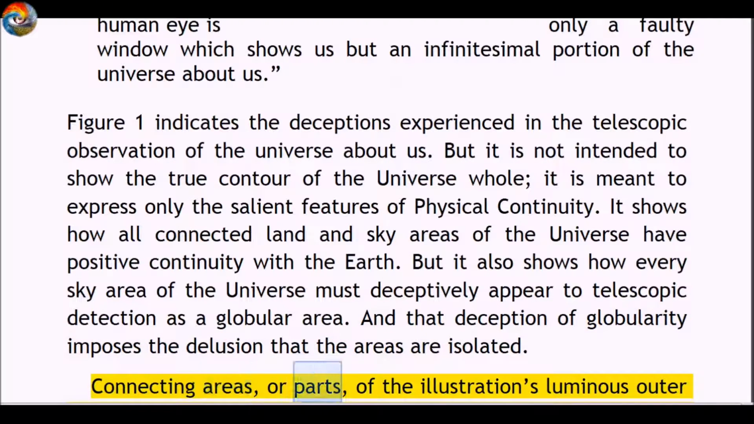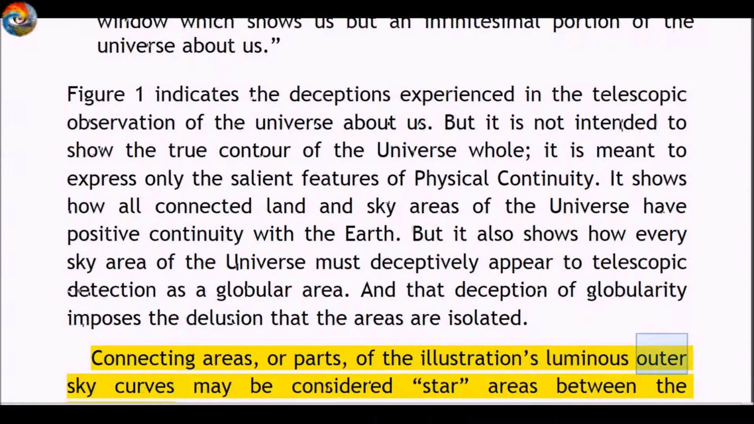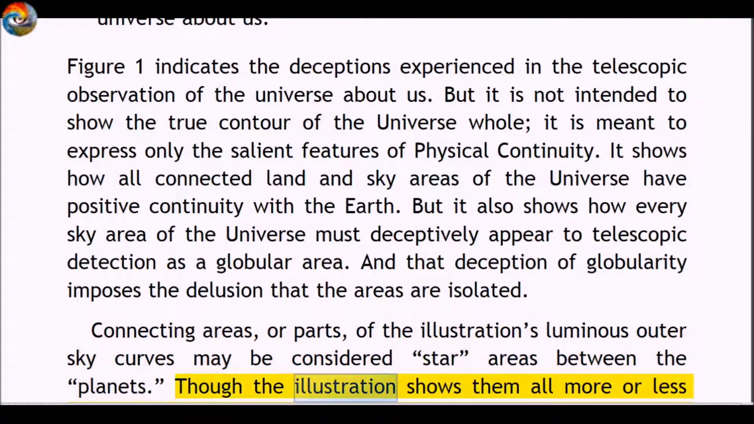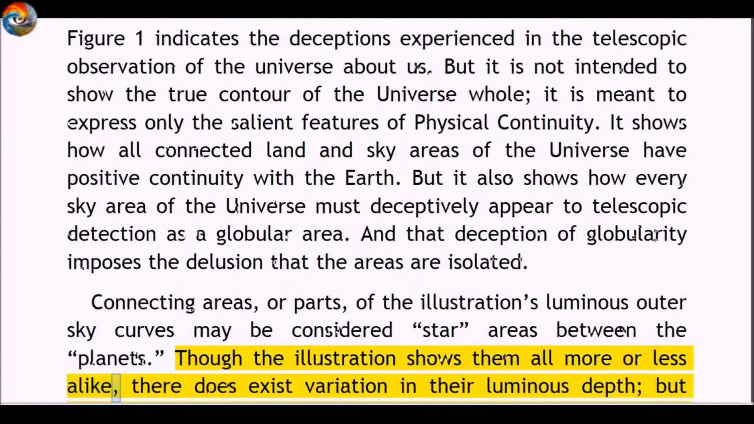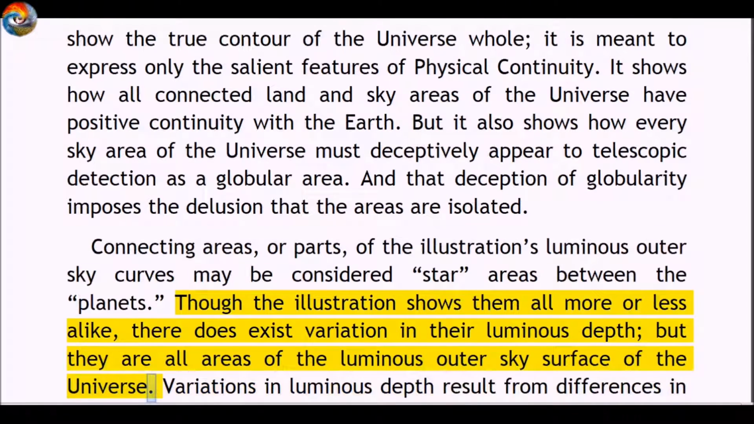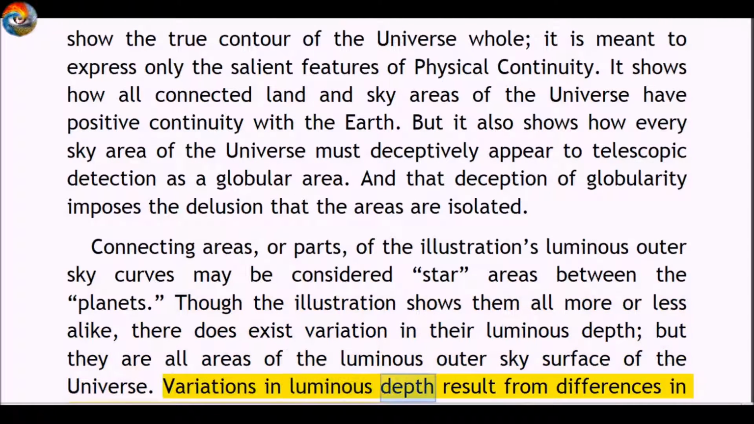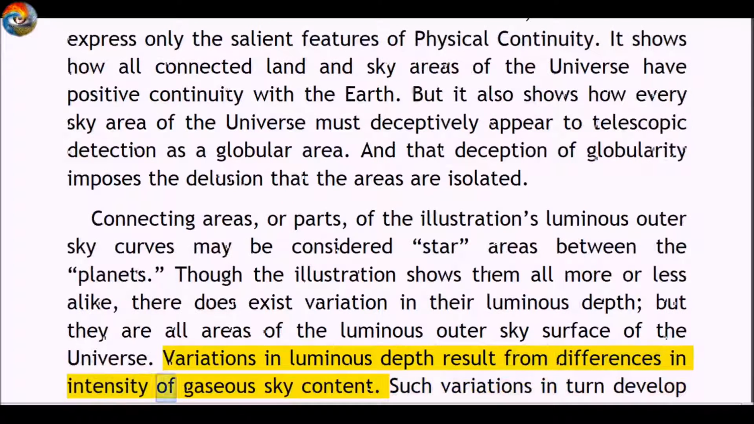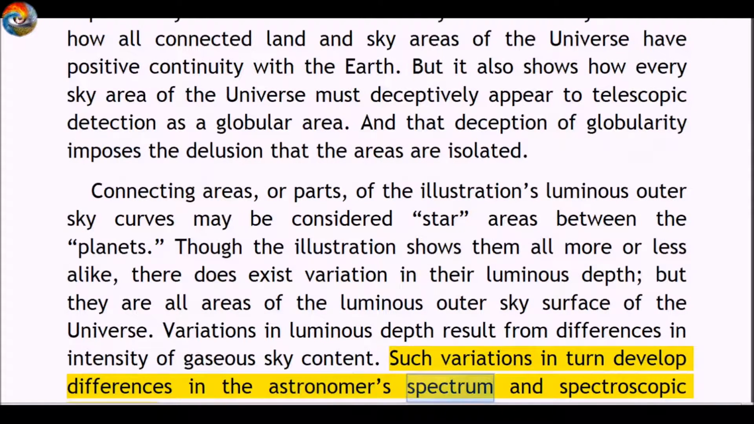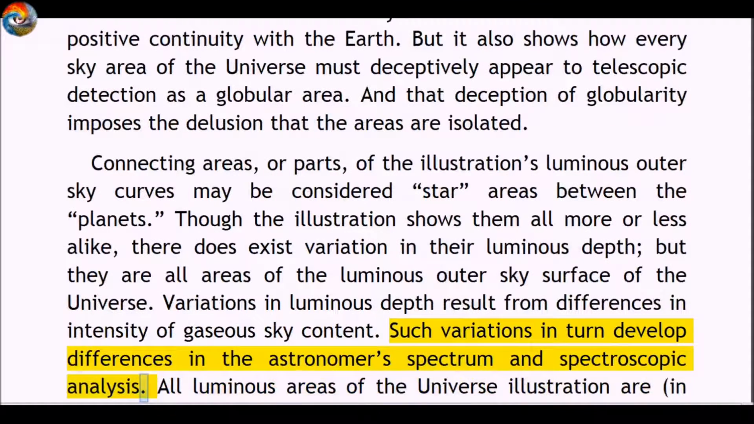Connecting areas, or parts, of the illustration's luminous outer sky curves may be considered star areas between the planets. Though the illustration shows them all more or less alike, there does exist variation in their luminous depth, but they are all areas of the luminous outer sky surface of the universe. Variations in luminous depth result from differences in intensity of gaseous sky content. Such variations in turn develop differences in the astronomer's spectrum and spectroscopic analysis.